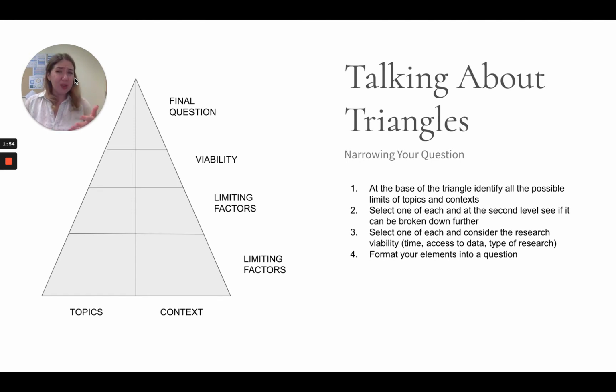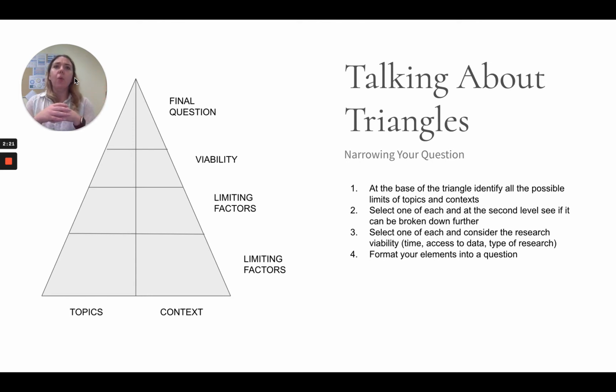So hopefully your idea is still fairly broad, so it might be something like macroeconomics in Europe, or it could be a little bit narrower. You might want to talk about currency in Europe or inflation. You might want to talk about engines, okay, or car engines, okay? But the key here is to have your topic.